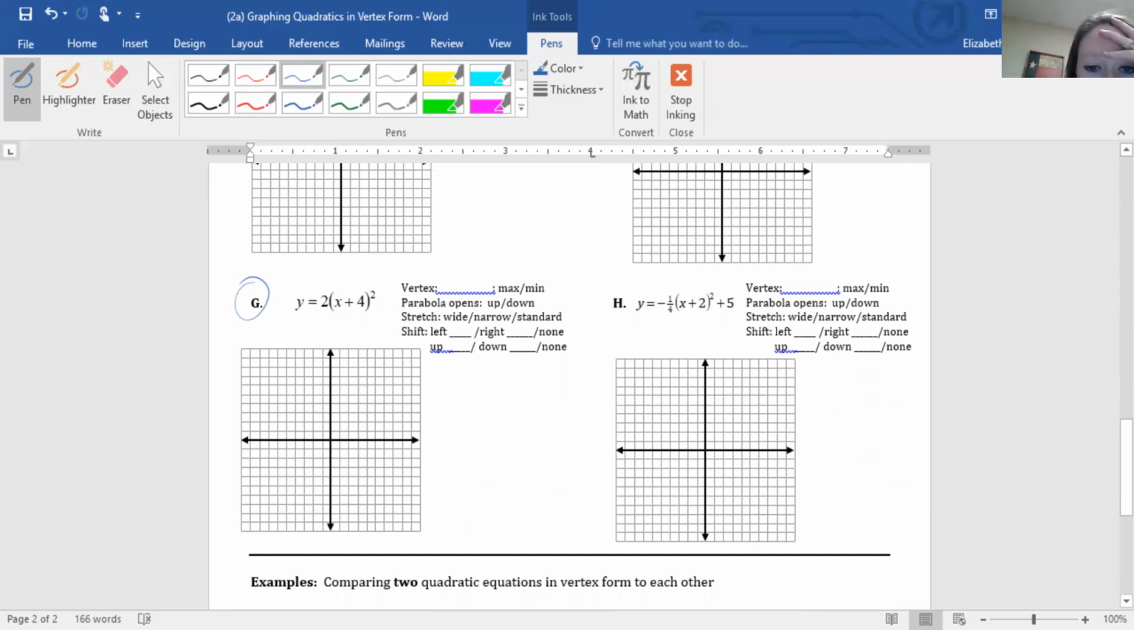Okay, first off, we're trying to find our vertex. So we take the opposite of this, so -4, and I don't have a K. How do we say nothing in math? Yeah, it's +0. So for -4, 0.